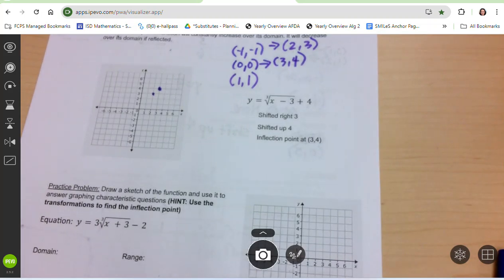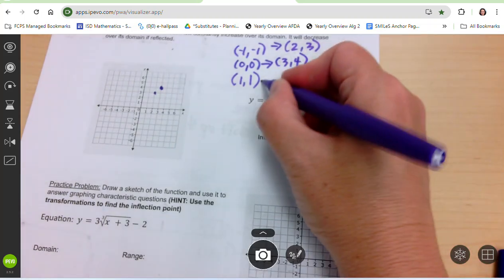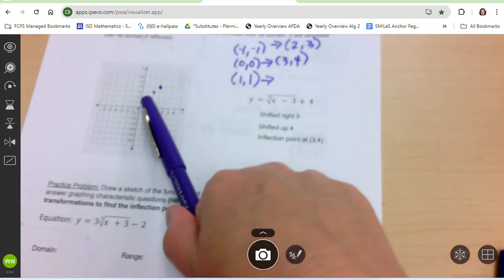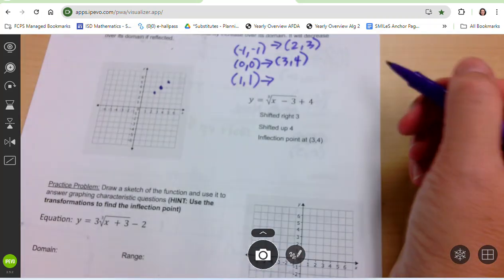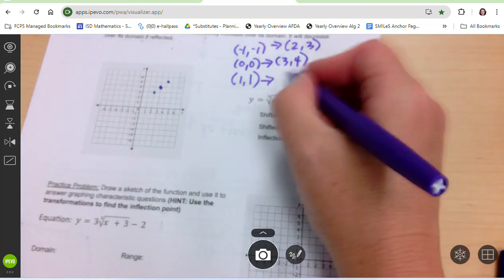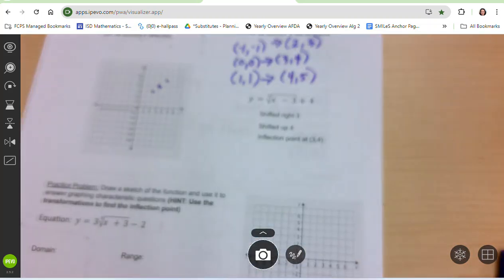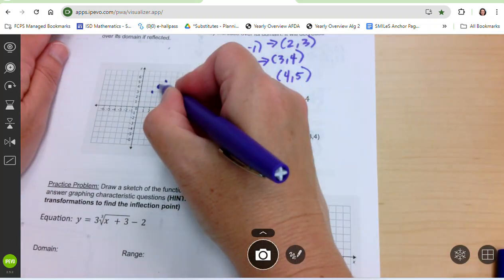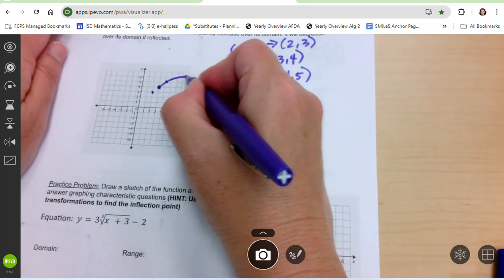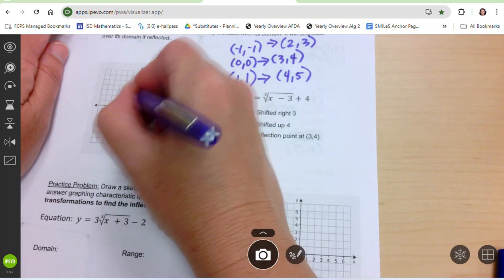So -1, -1 shifted right 3 and up 4, and we ended up at 2, 3. Then 1, 1. I'm going to shift it right 3 and then up 4. I'll be right there at 4, 5. Now, like I said, the points look like a straight line, but you can't draw a straight line. That's not the shape of the cube root function. So the cube root function, you start at your inflection point and you're going to draw like the rainbow like that. And then you're going to draw the upside down rainbow like that.